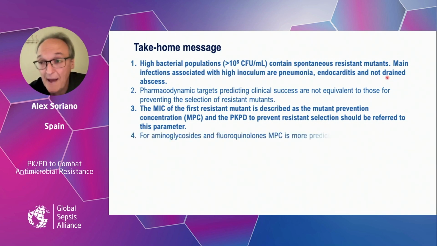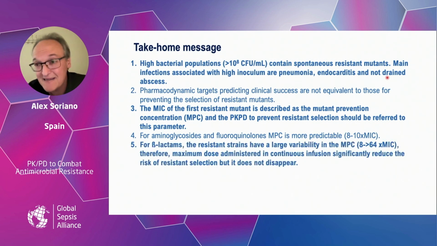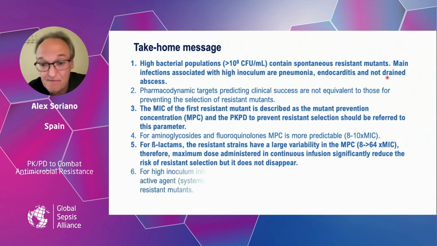But what happens is that microbiologists are not giving us this parameter because it's a little bit complex to elaborate. But remember that for quinolones, for aminoglycosides, 8 to 10 times higher than the MIC would be the correct one. But for beta-lactams, unfortunately, sometimes mutations occur in some points that make the MPC so high, more than 64, and then we are not able to protect from the selection of resistance.